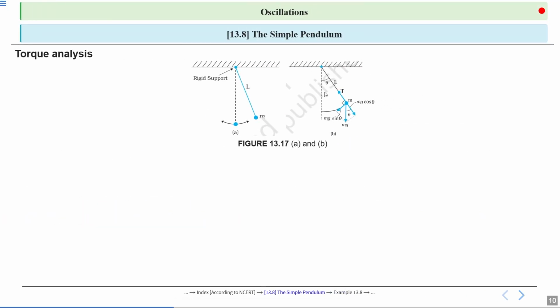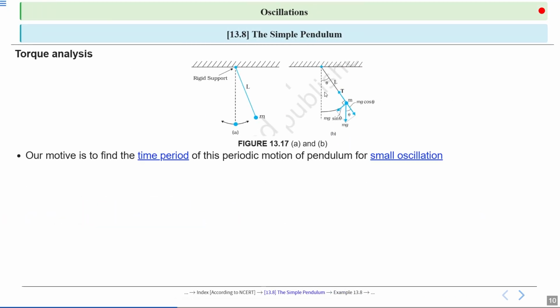Now here our motive is to find the time period of this periodic motion of the pendulum for small oscillation. The time period depends on how the forces and torques act on the pendulum as it swings. So to do this, we will use torque, which is a measure of how much a force causes an object to rotate around a point or axis.